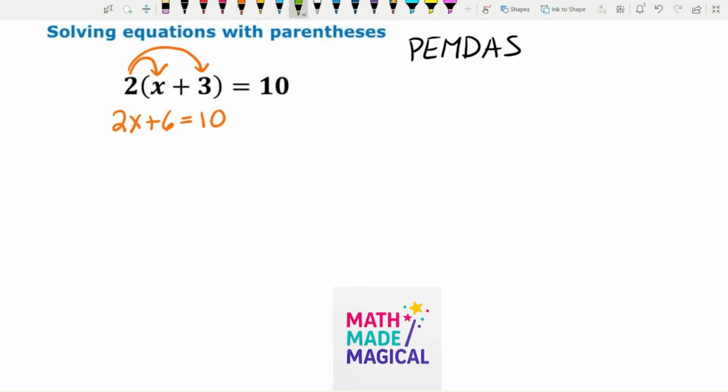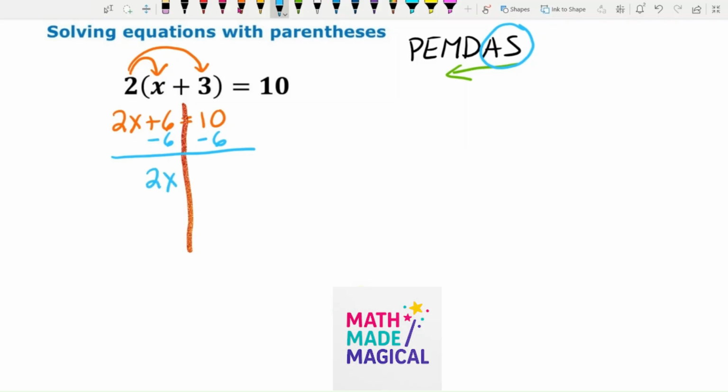Then I'm going to use PEMDAS to solve this. And remember, when we're solving, we go in the reverse order. So I'm going to be looking to see if there's any addition or subtraction that I can undo. But first, let me draw my wall down my equal sign so I make sure I do everything to both sides. I have a plus 6. I can undo that by doing minus 6. And I do it to both sides.